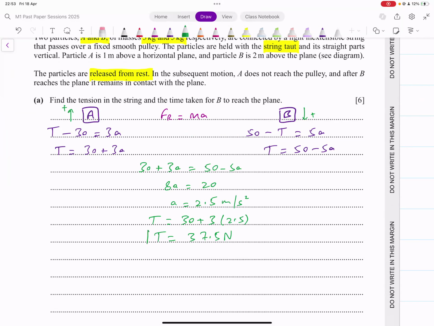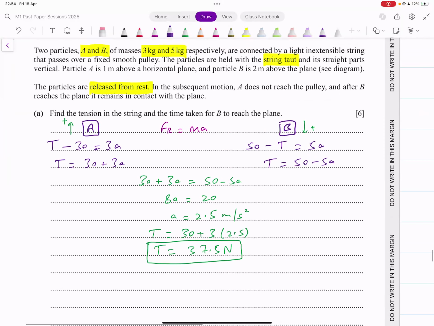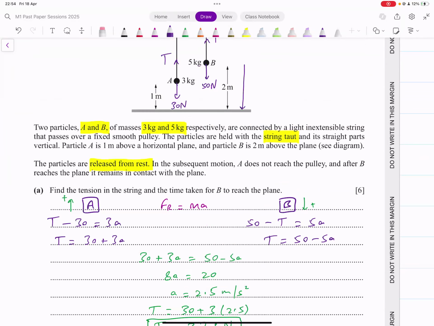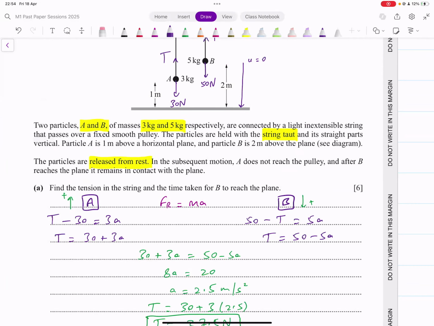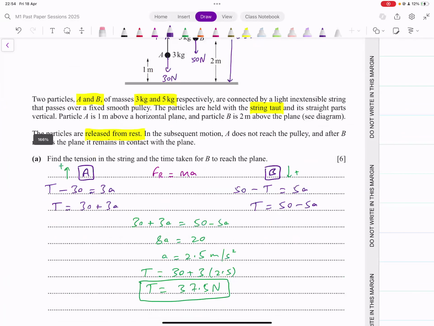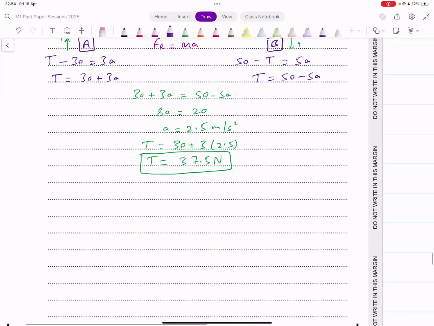So we've got the acceleration, we've got the tension. Tension was one thing that they were asking for. What about acceleration now? Acceleration is in fact 2.5. What about the time taken? B is moving downwards. We know the initial velocity. It started from rest. We know the displacement, that is 2. We know the acceleration. We take the downward direction positive for B. So what do we know about B? We know the initial velocity, that is 0. We know the acceleration, that is 2.5. We know the displacement, that is 2. And we have to find the time taken.